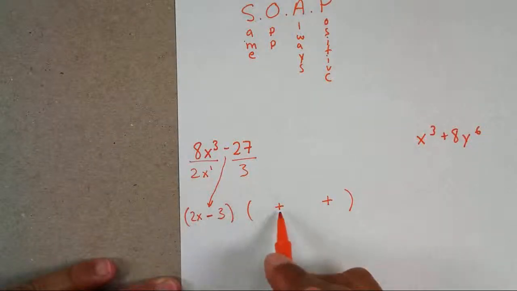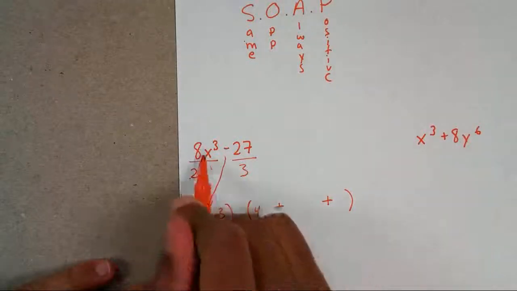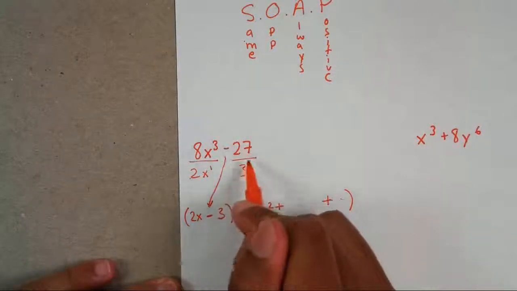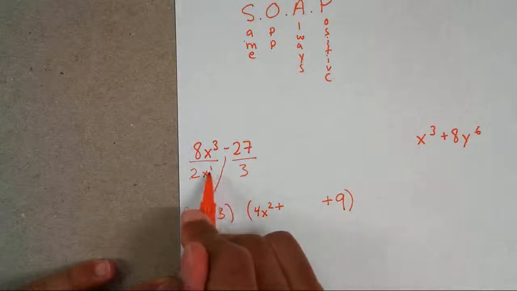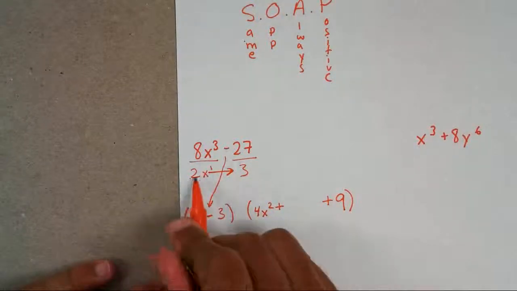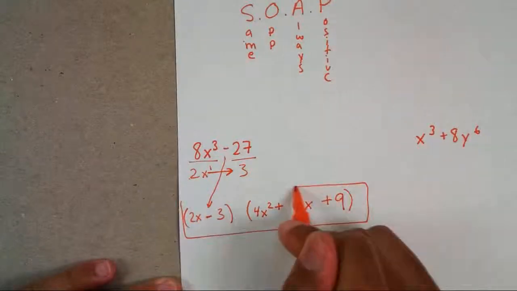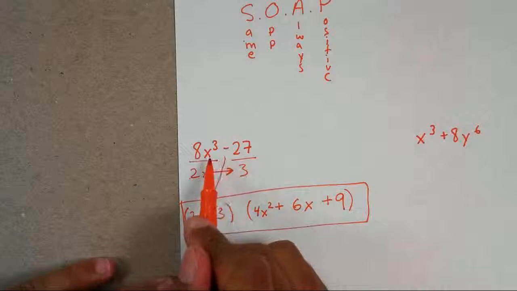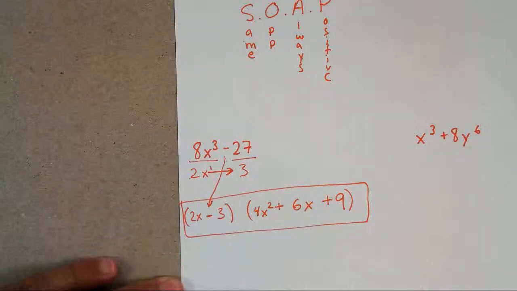2x, 3, this is on the left, this is on the left. 8 divided by 2, 4, x cubed over x squared. This is on the right, this is on the right. 27 over 3, 9. To figure out your middle, multiply your bases. 2x times 3 gives us 6x. And that's how you factor out something that has two terms, which is the difference of cubes, and has two numbers in the front and in the back.